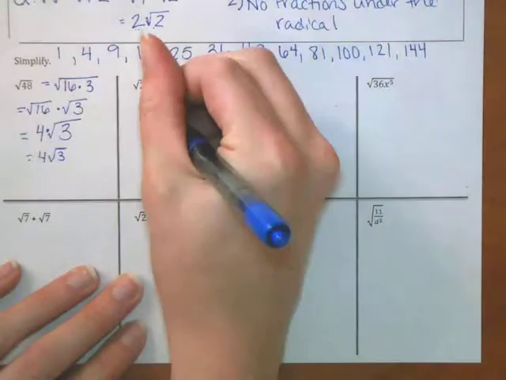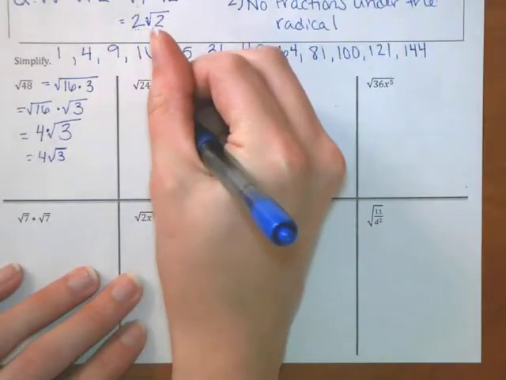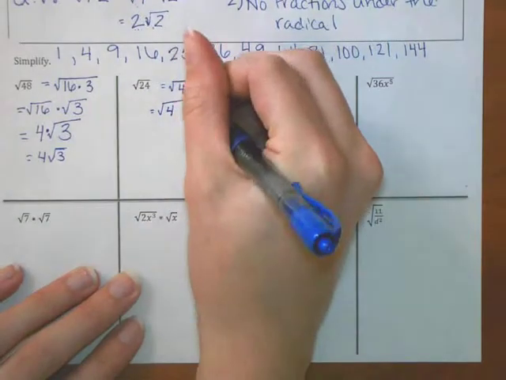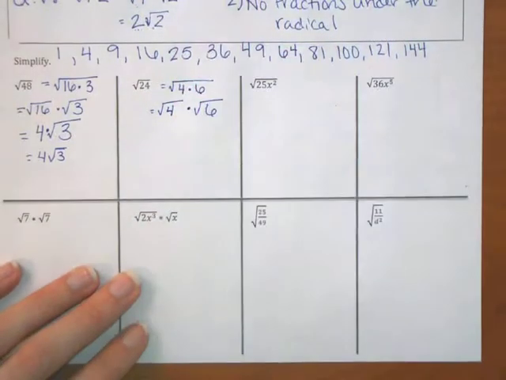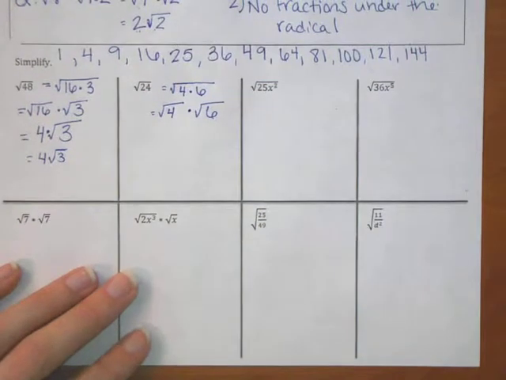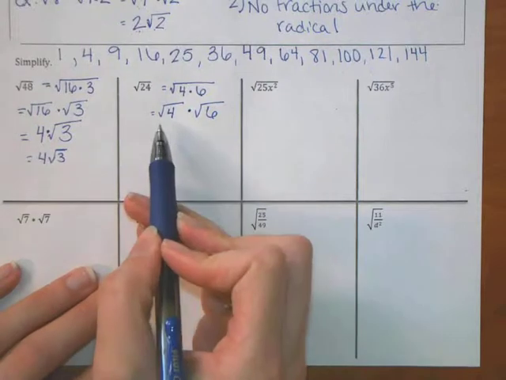Oh, it's 4 times 6. I thought it was 4.6. So this is the square root of 4 times the square root of 6. And the point of doing this is we're going to be able to get rid of one of these radical signs.